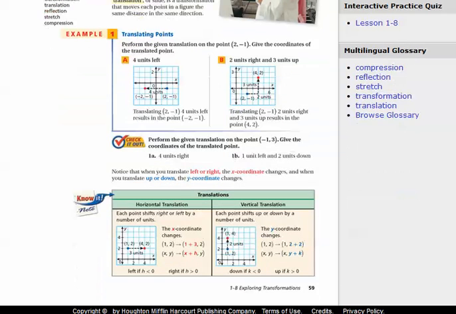Now, they're going to give you these horizontal translations and vertical translations and what they do to the x's and y's. I'm not sure exactly if you need to copy all of this down, but it's a good idea to understand what happens when you move the point left and right, what's changing in the x, and if you move it up and down, what's changing in the y. So make sure that you take note of that.